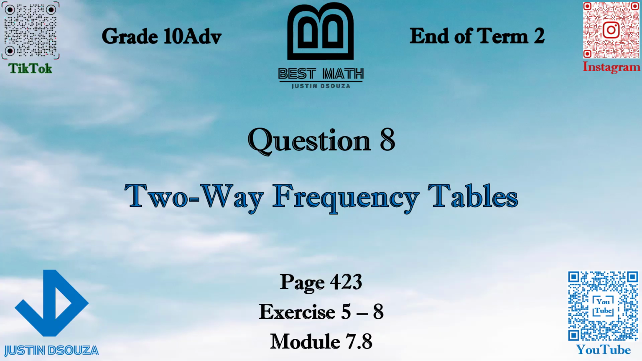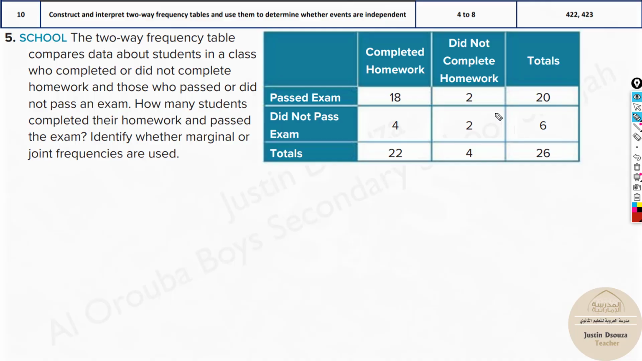In this video, we will learn how to construct and interpret two-way frequency tables. Here we have a two-way frequency table which is already given. It compares data about students in a class who completed or did not complete homework, and those who passed or did not pass an exam. So this is completed homework, did not complete homework, and among the students who completed homework, who passed and who did not pass.